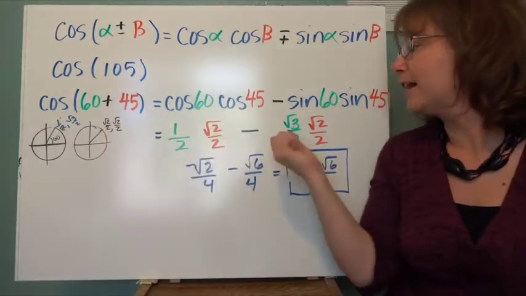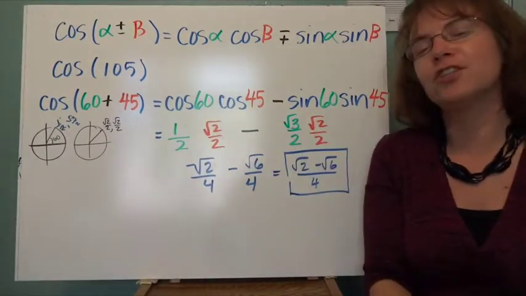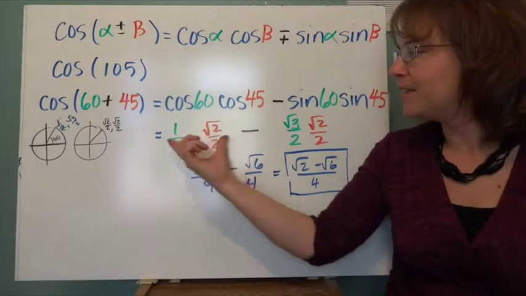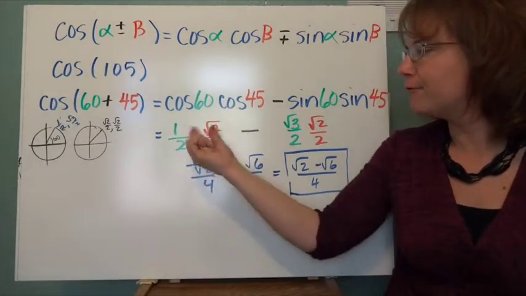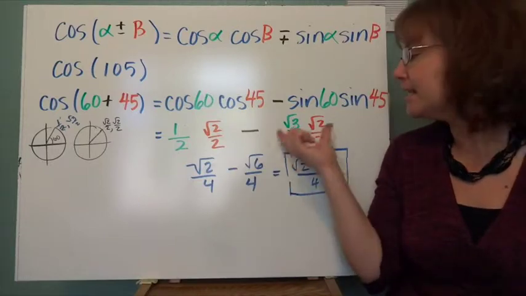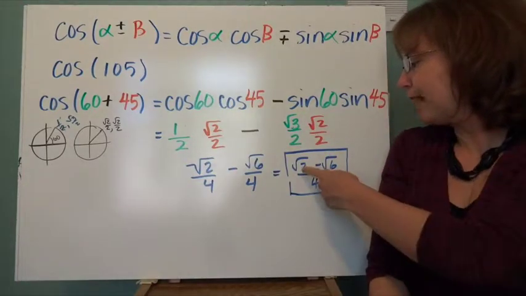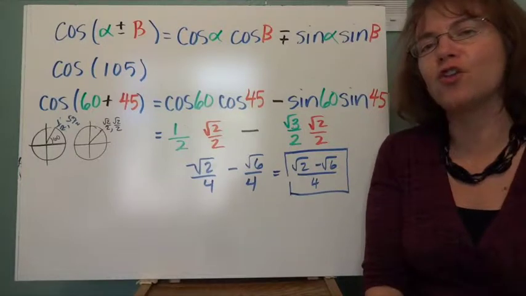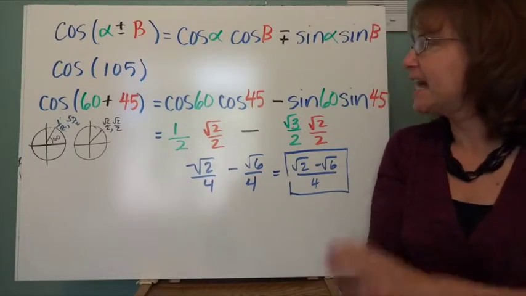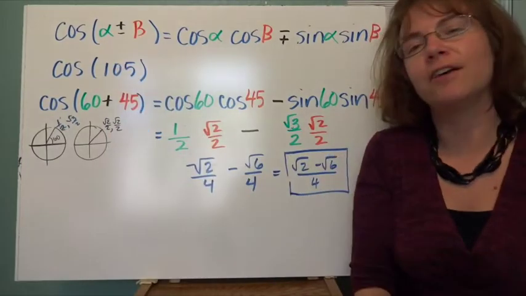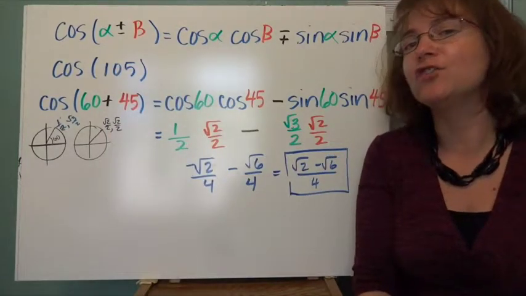So sine of 45 is my y value for 45, which is rad 2 over 2. And then just multiplying my fractions, I have rad 2 over 4 minus rad 6 over 4. I'm going to put that under the same denominator, and I have rad 2 minus rad 6 all over 4. This is the exact value of the cosine of 105 degrees, and I didn't need to use the calculator.